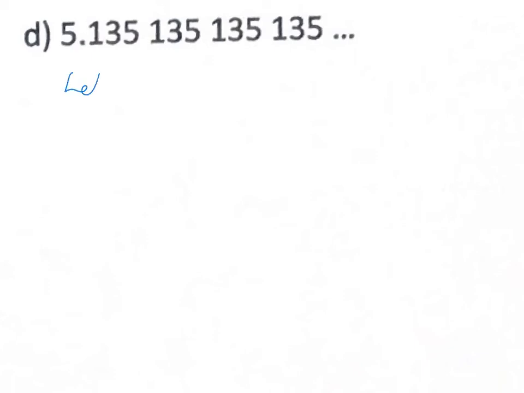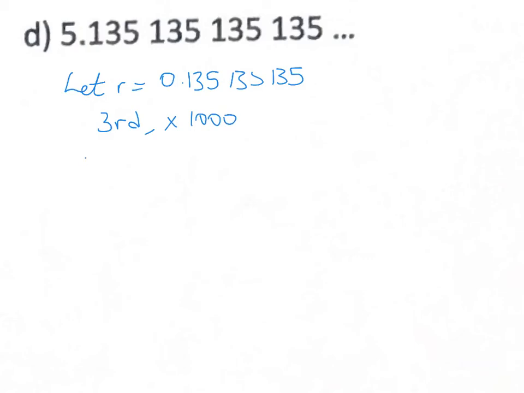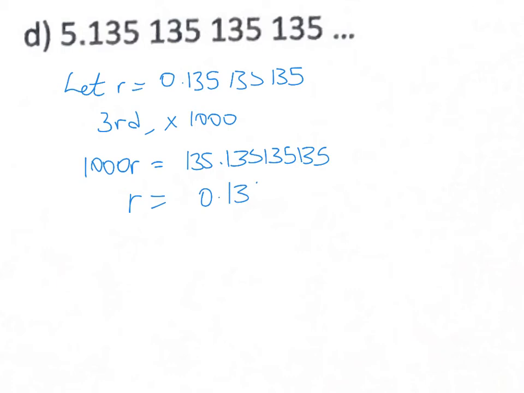The last example, what we do is we ignore the 5. So we say let r equal 0.135135135. There's 3 repeating digits, so we'll multiply by 1000, and we get 1000r equals 135.135135135. Take away the original, r equals 0.135135135, and so on.